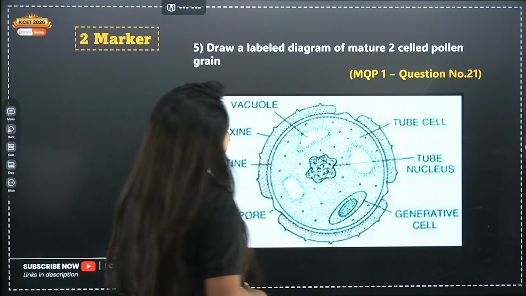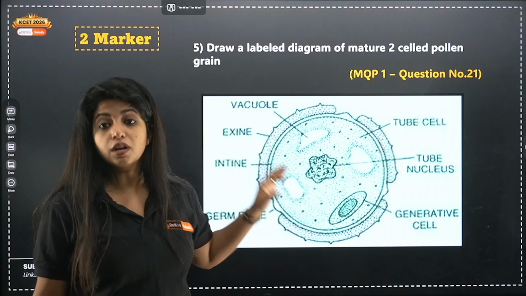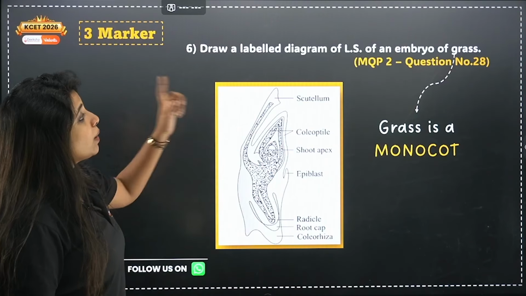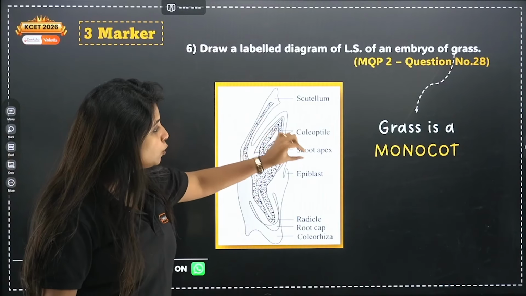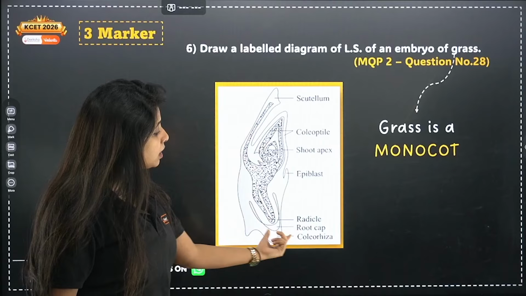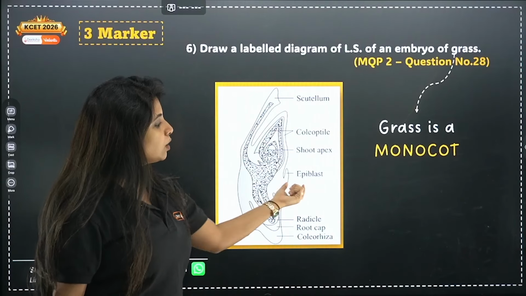Now draw a labeled structure of two-celled pollen grains. Please remember, you have to draw everything which is over here. Super important. I have explained the structure of pollen grains. Now, LS of an embryo of a grass, this is also super important. Always remember, you have the plumule over here. Covering the plumule, you have the coleoptile. Before that, radicle, root cap, and then here you have the coleorhiza. One scutellum is there, and that has been mentioned over here. The other part is epiblast.